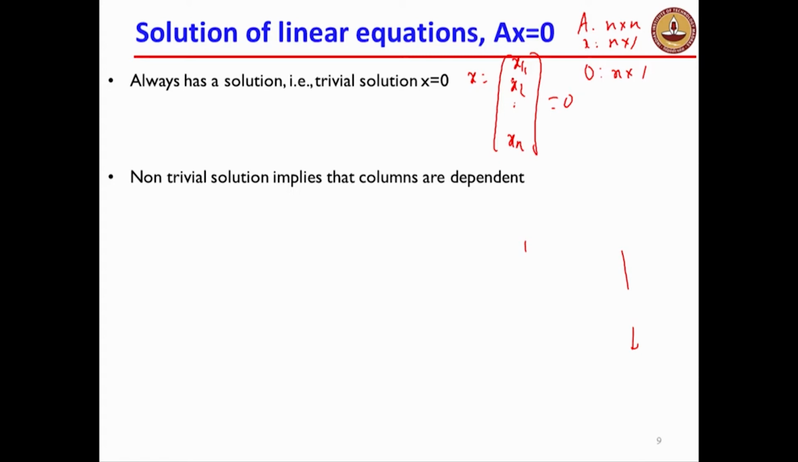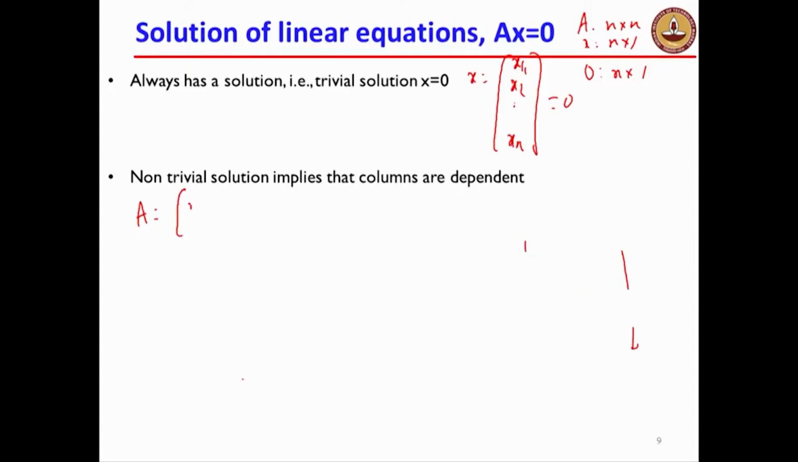If there exists a non-trivial solution, which means at least one of these elements is non-zero, what does it mean? It means that the columns of A are dependent. And how do we see that? See, I can write this matrix A as A1, A2, up to An, where each of these is a column vector. The matrix is of size n cross n. I write the matrix A as a series of columns. A1, A2 are all column vectors. Each of them is of size n cross 1.